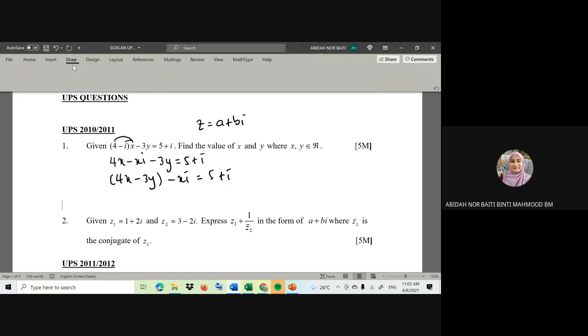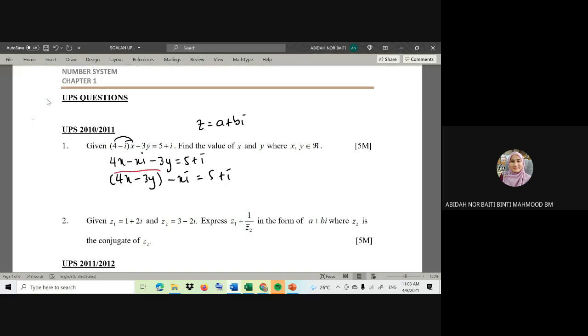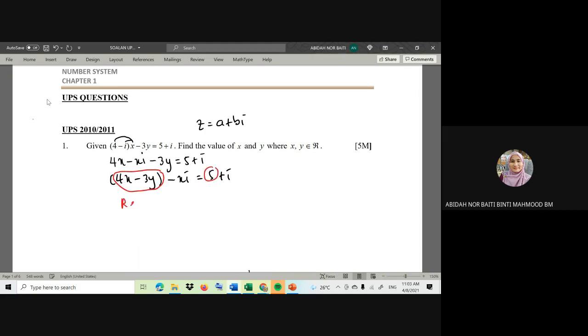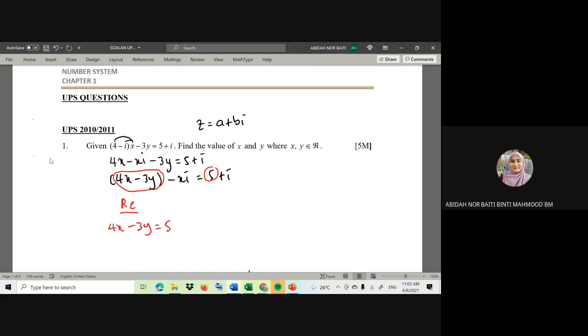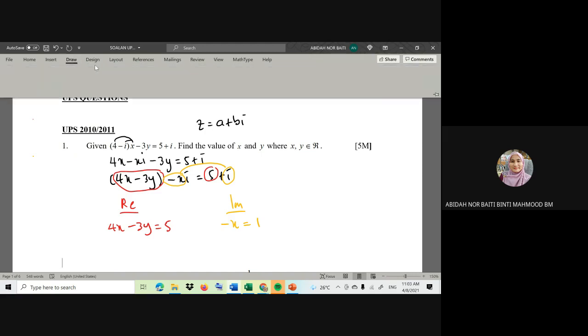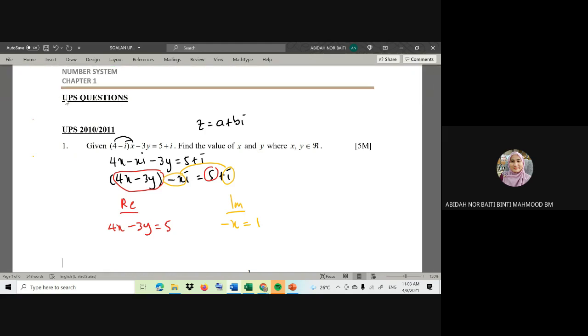And then we compare real with real. So this is real and this is real. So your real is 4x minus 3y equal to 5. Okay, and your imaginary part is negative x. We compare with 1. So your imaginary is negative x equal to positive 1. Therefore we get the value of x first, right? So x equals to negative 1.